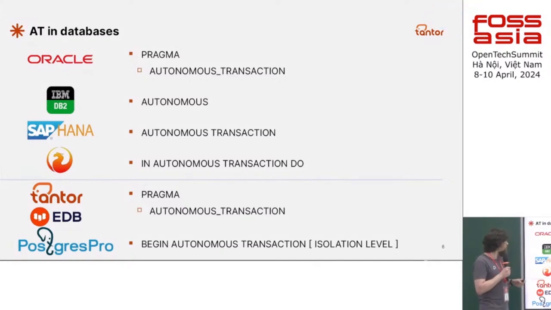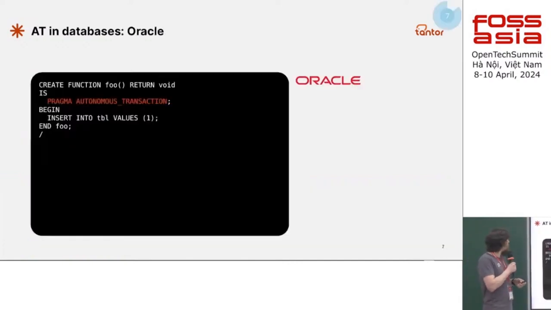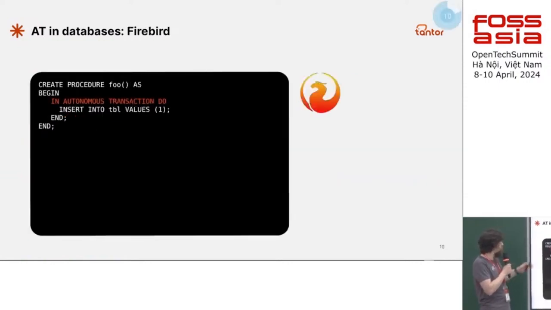So here are examples of how the syntax of autonomous transactions is used in different databases. The three below are Postgres-like databases. They have two types of syntax. Maybe there are other databases, but I don't know about them. I mean, about Postgres. So we skip some slides because we have little time. Here are examples of how it is used in different databases.